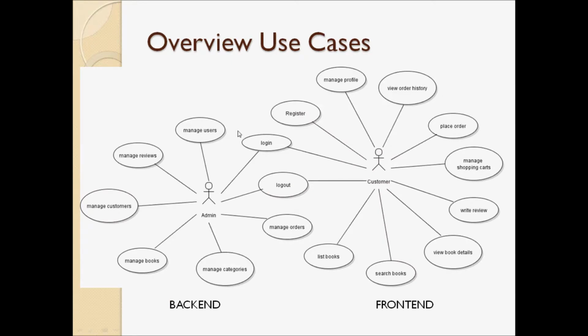This is the overview use case diagram that describes all the main functionalities of the website. As you can see, there are two actors, the administrator or admin in the backend and the customer in the front end. In the backend, the admin can manage users, manage reviews, manage customer, manage books, manage categories, and manage orders.